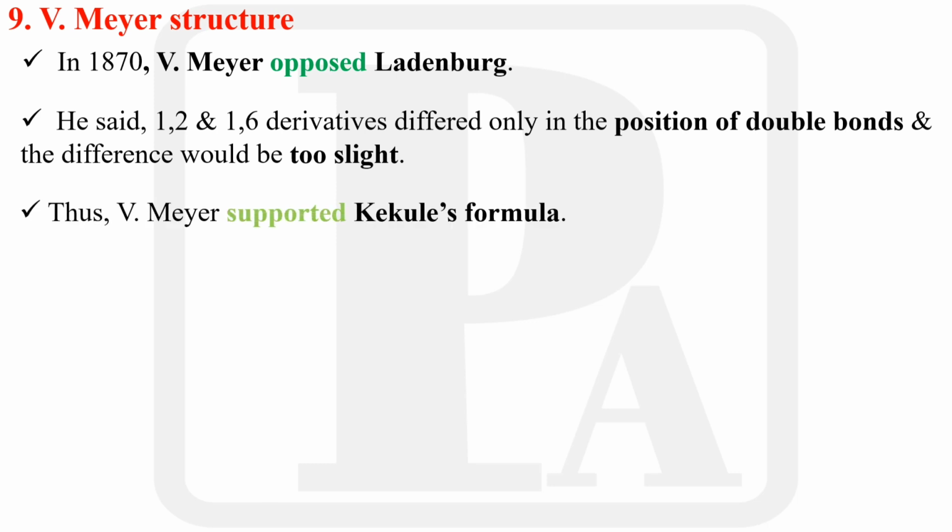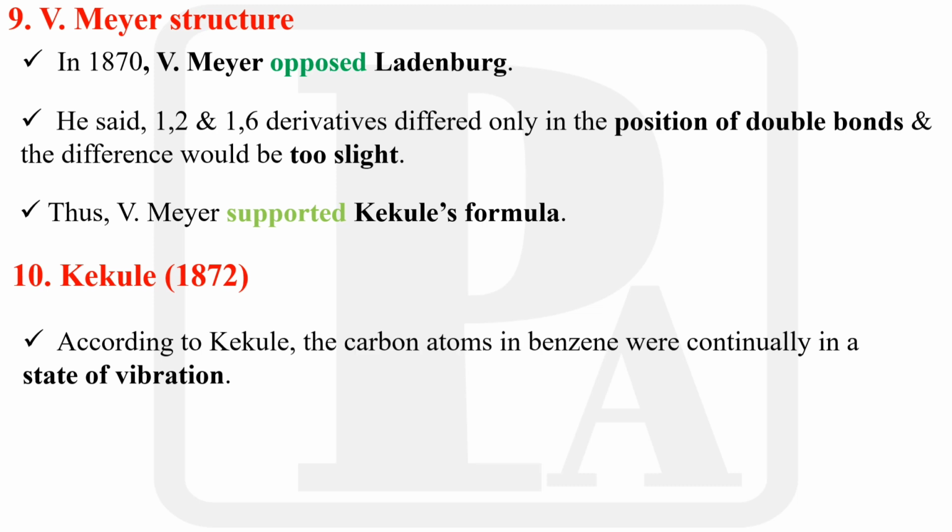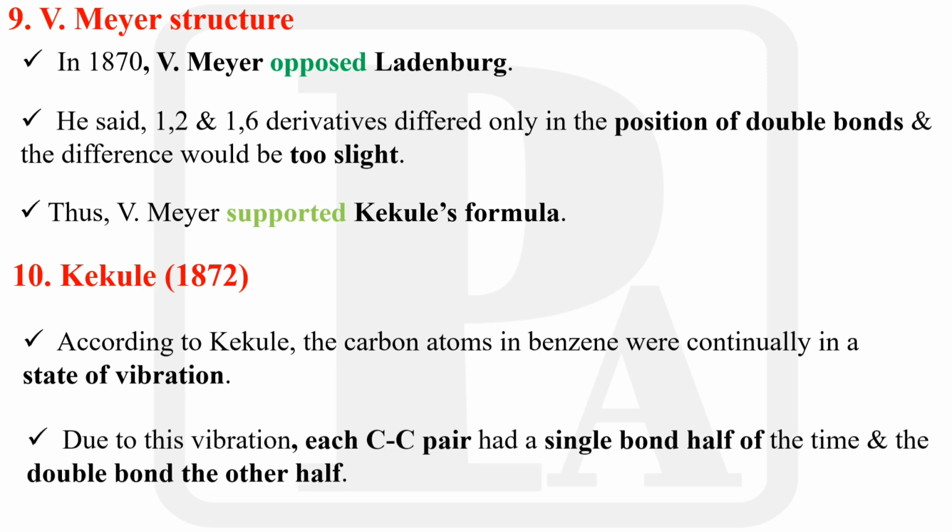Again, Kekulé in the year 1872. According to him, the carbons in benzene are continuously in a state of vibration. Already he said that the two structures were in rapid equilibrium. Because of this vibration, each carbon-carbon pair has a single bond half of the time and a double bond half of the time. So this accounts for the oscillation between the two forms.